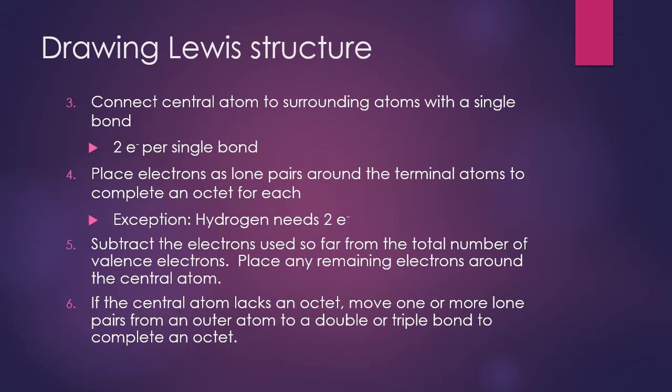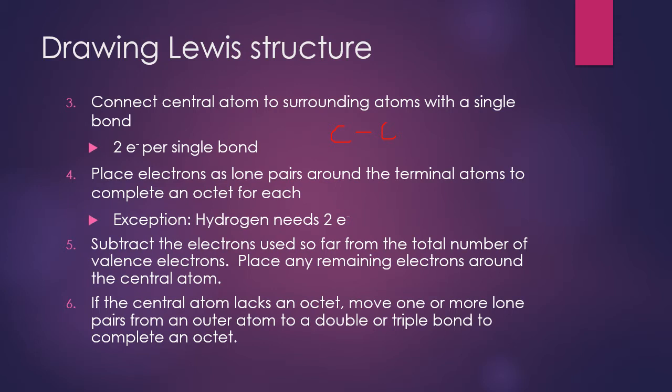The next step is to connect the central atom to the surrounding atoms with a single bond. What that means is what you saw in the previous, where I had a carbon and then I drew a line to another carbon. That would be a single bond. This single bond, this line, represents 2 electrons. Then you place electrons as lone pairs around the terminal atom.